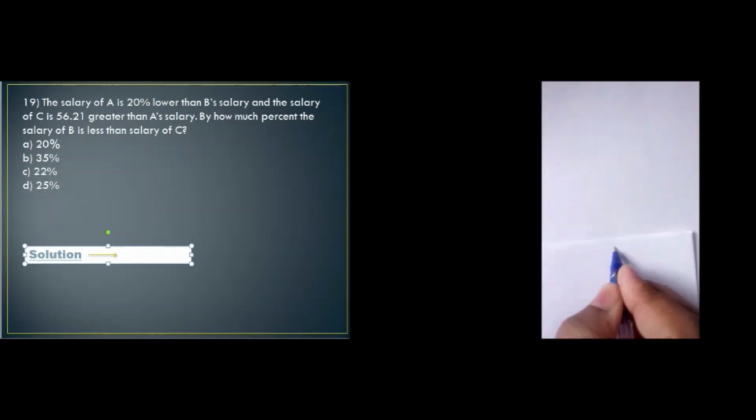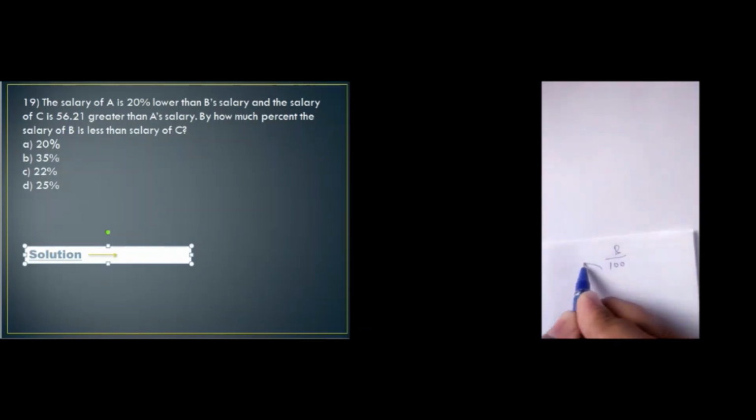Let's consider the salary of B as 100 rupees. Then the salary of A will be 20% less than this, so the salary of A is going to be 80 rupees. The salary of B will be 100, 20% lesser will be 80. So 100 lesser by 20 will be 80.